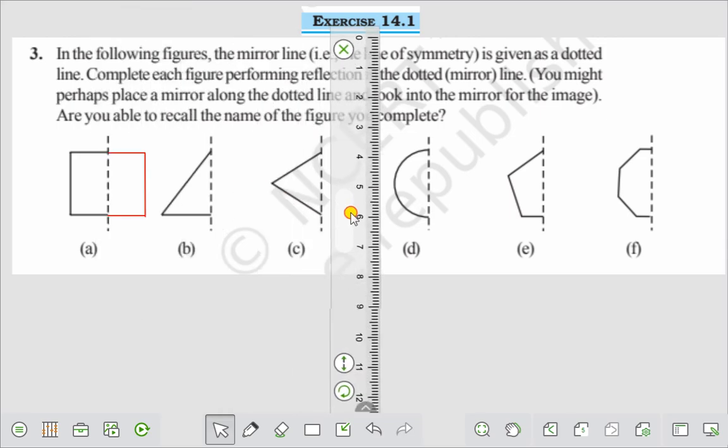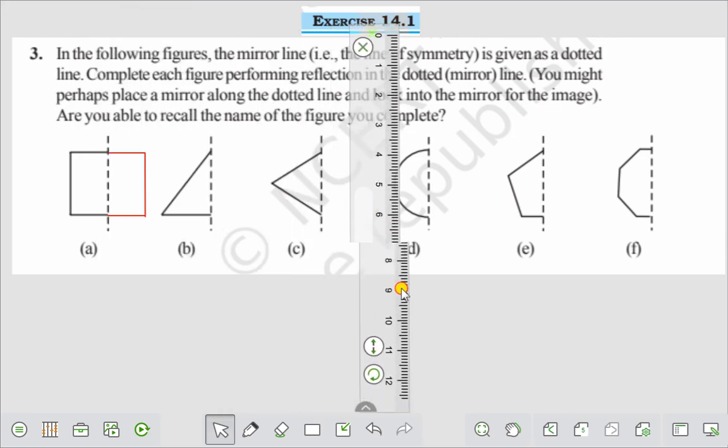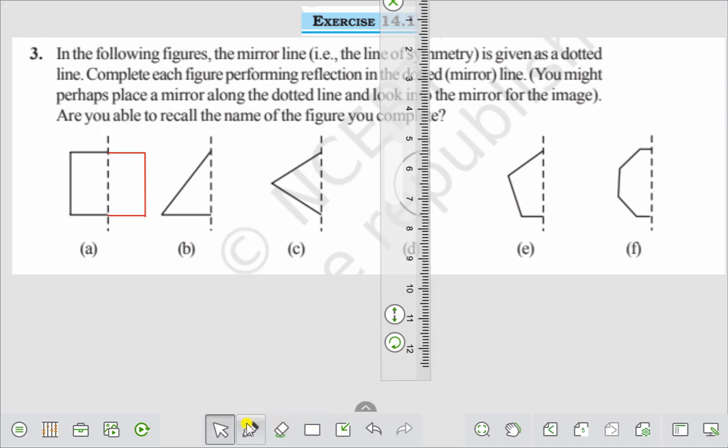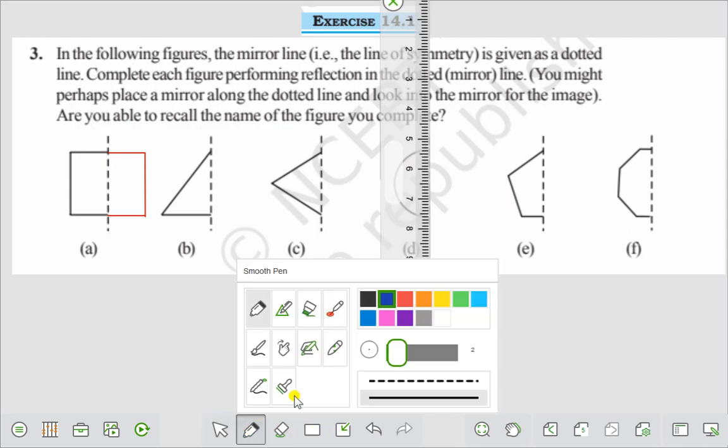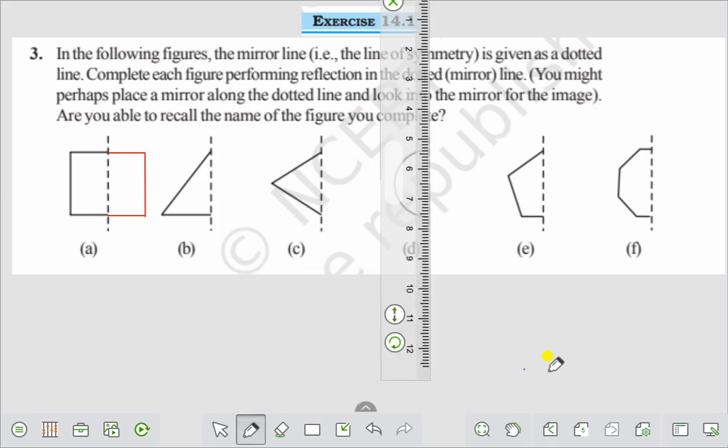This is a complete figure, and we recall that the name of this figure is a square, right? This is a square figure. We're writing here that question number A is square.